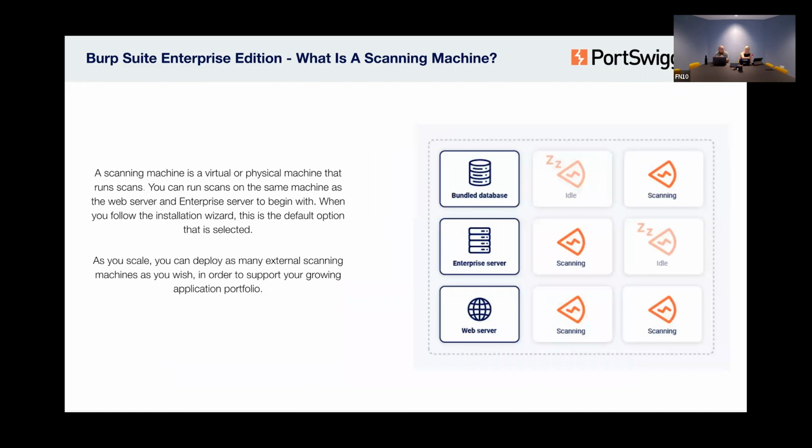So what actually is a scanning machine? This is going to be a virtual or physical machine that actually runs the scans. Think of them as your automated penetration testers effectively. And you can run these, at least initially, on the same server that you have your web server, enterprise server. And that's actually what the wizard will drive you through on initial installation. And that's pretty good for a trial or POC purpose. And then as you grow, in order to support that scale in terms of the number of concurrent scans that you're doing, you can deploy as many of those externally as you wish to do so.